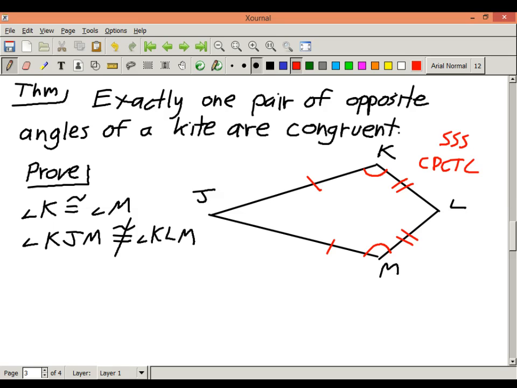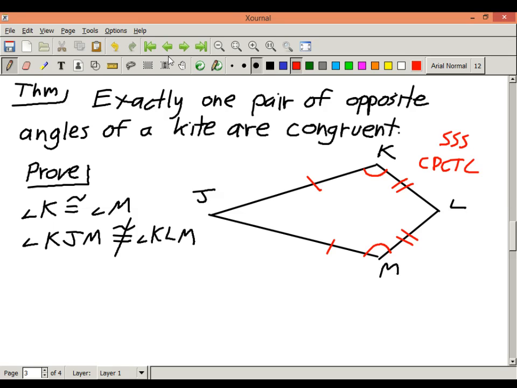So assume that angle J and angle L are congruent there. If that's the case, then you have both pairs of opposite angles of a quadrilateral congruent, and that would make that a parallelogram. And so that's not a parallelogram, that's a kite. So our assumption is false, and it must be true that only one pair of opposite angles of that kite are congruent. So after all that, we can conclude that exactly one pair of opposite angles of a kite are congruent.